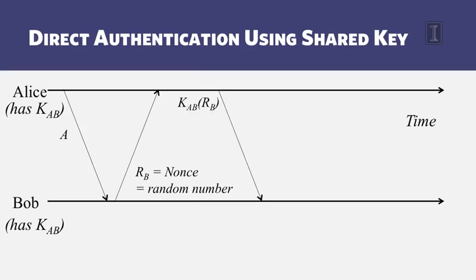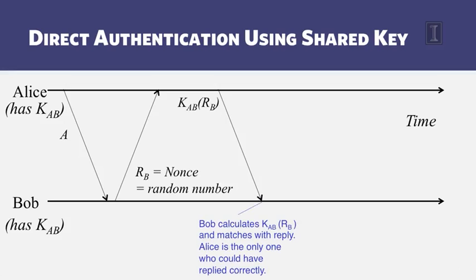So Alice sends back the value of the nonce but encrypted with the shared key. And since Alice and Bob are the only two with the original shared key KAB, Bob can now verify, by using KAB on the same nonce RB, that Alice is in fact Alice, because Alice is the only other principal that has access to the shared key KAB. So at this point, Bob is convinced that Alice is in fact Alice.